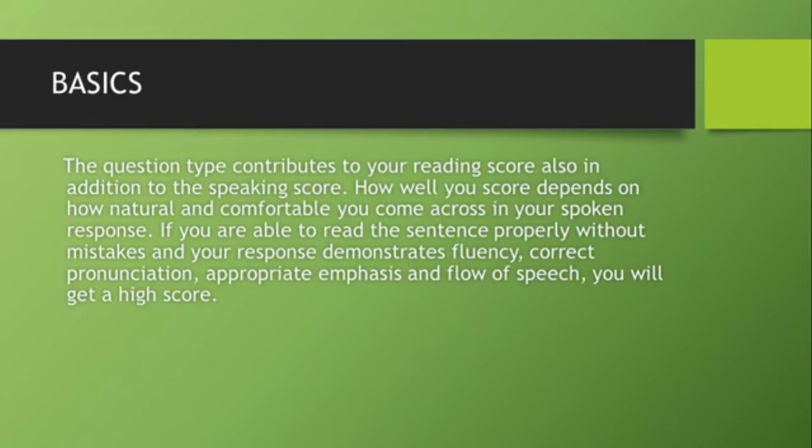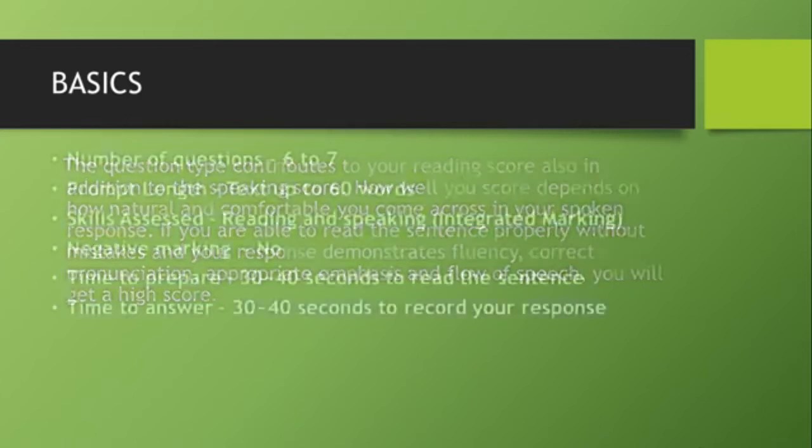If you're able to read the sentence properly without mistake and your response demonstrates fluency, correct pronunciation, appropriate emphasis, and flow of speech, you will get a high score for sure. So did you see that एक ही sentence में I have mentioned very heavy words which, down the line of this presentation, you will be getting to know ये इस question type के basic parameters हैं. Fluency हो गया, pronunciation हो गया, emphasis हो गया, emphasis means stress, flow of speech हो गया. You will definitely be able to have a higher score if you take care of all these parameters really well. Let's move on to the next slide.